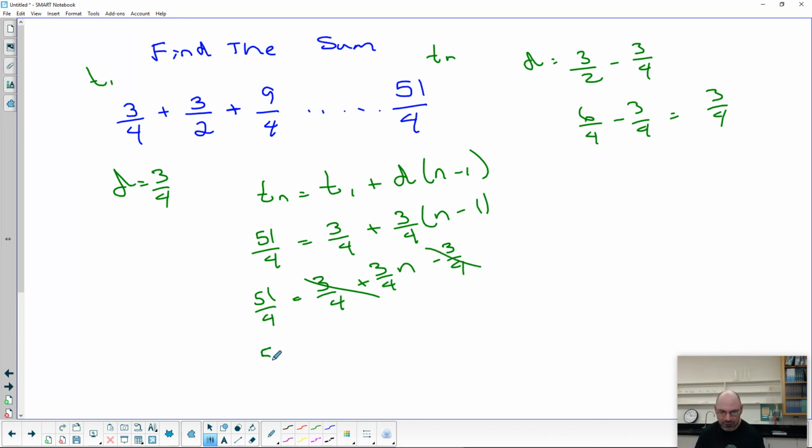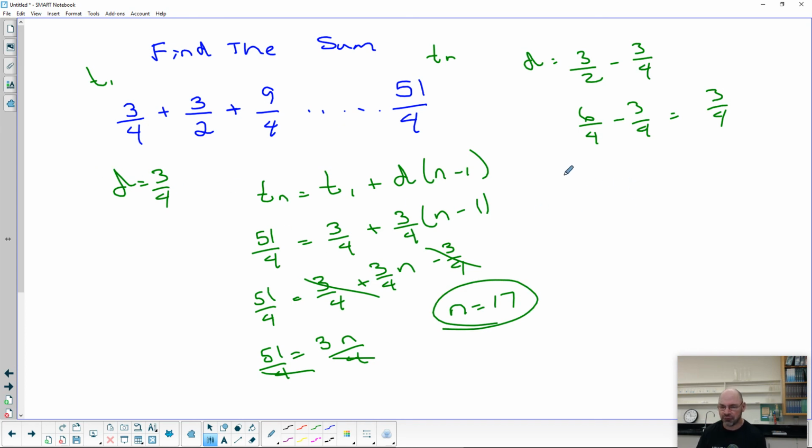Okay, so we got 51/4 equals 3n/4. Okay, that's what 3/4 is for. So if we multiply both sides by 4, the 4's cancel out. And then we can divide by 3. So 51 divided by 3, n is equal to 17. Okay, so that's part of our answer.